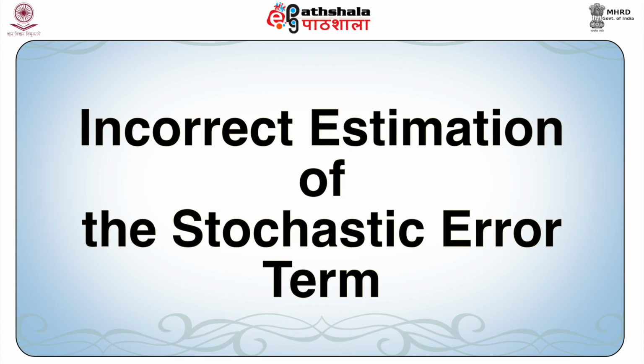Incorrect specification of the stochastic error term. The error term mu t is not directly observable. It is a stochastic variable. Therefore, it is not easy to determine in what form it should enter the model.